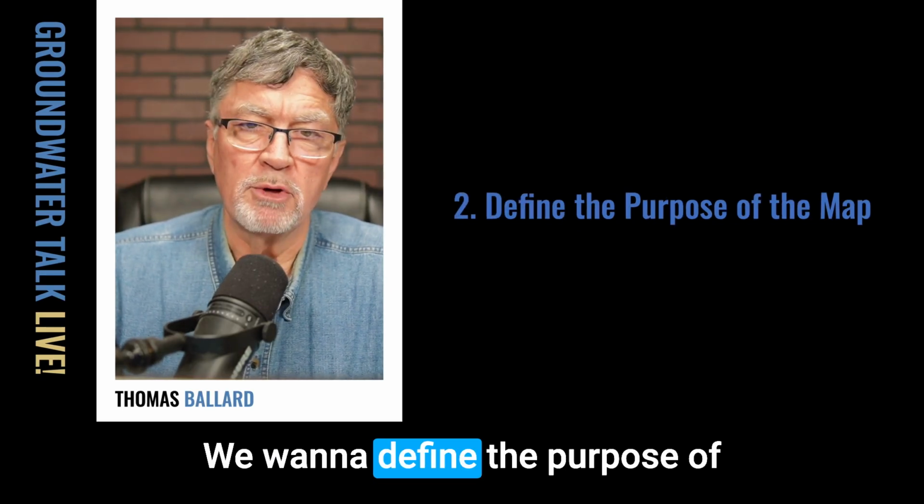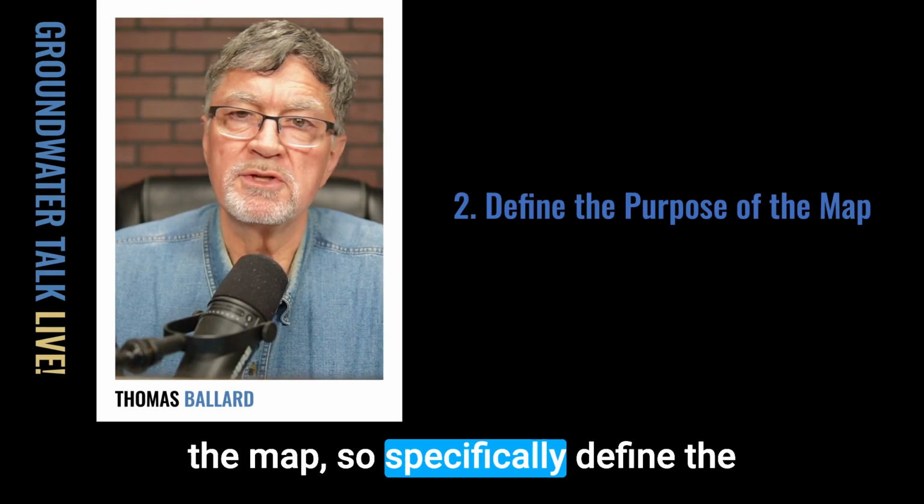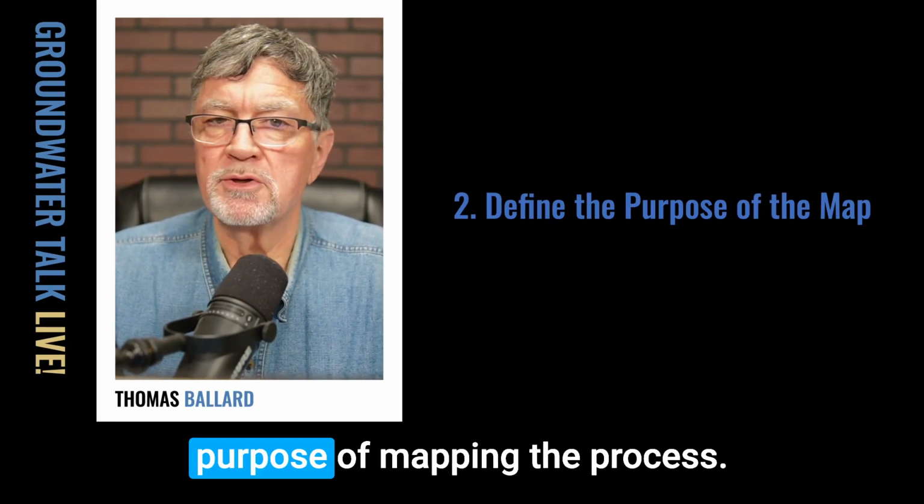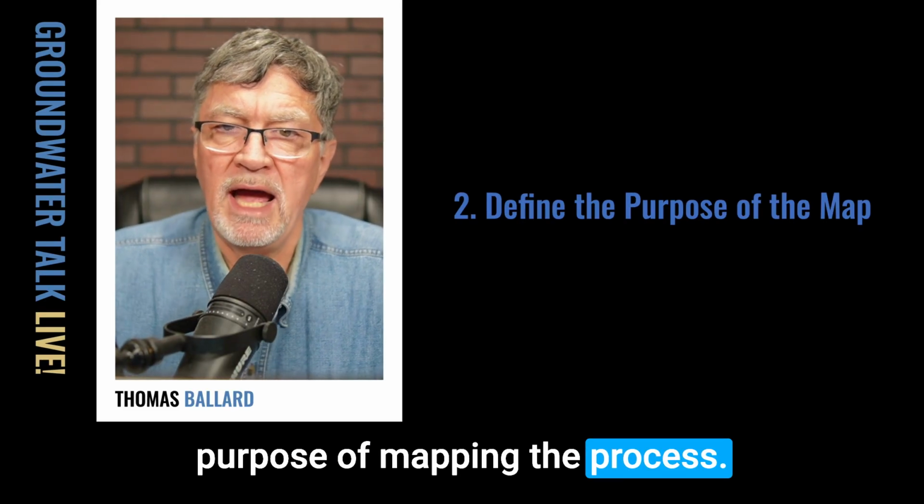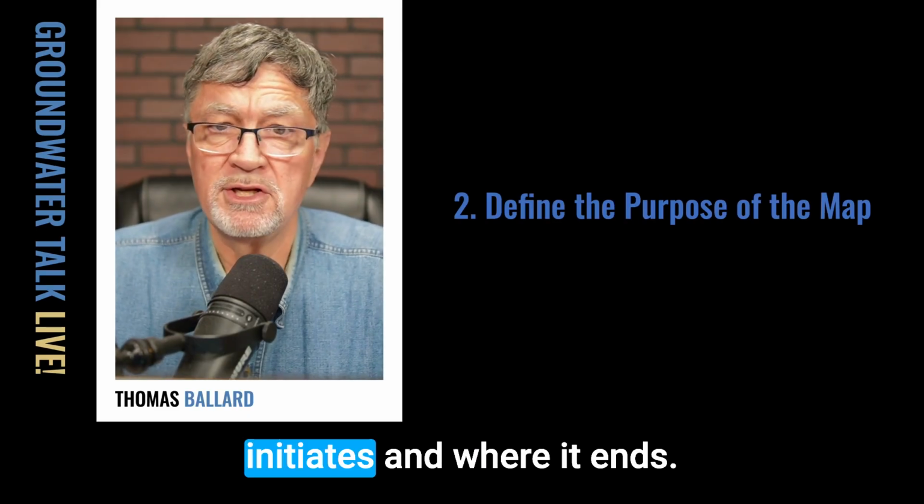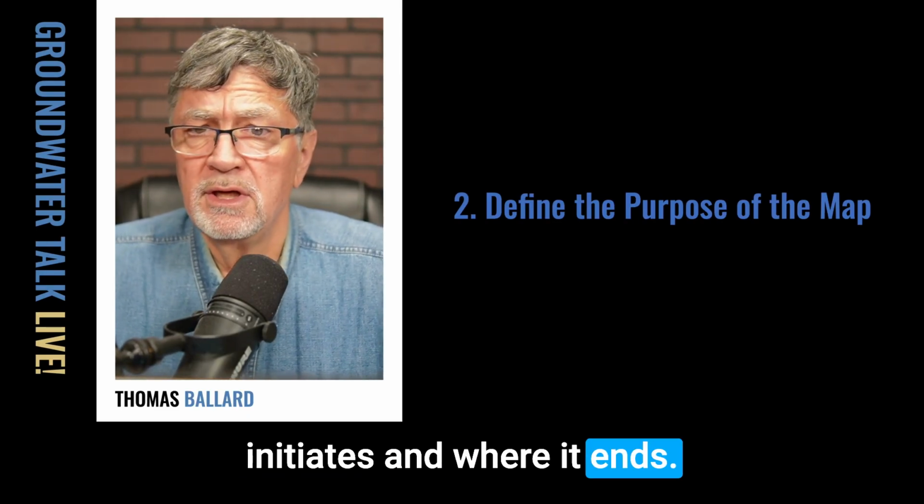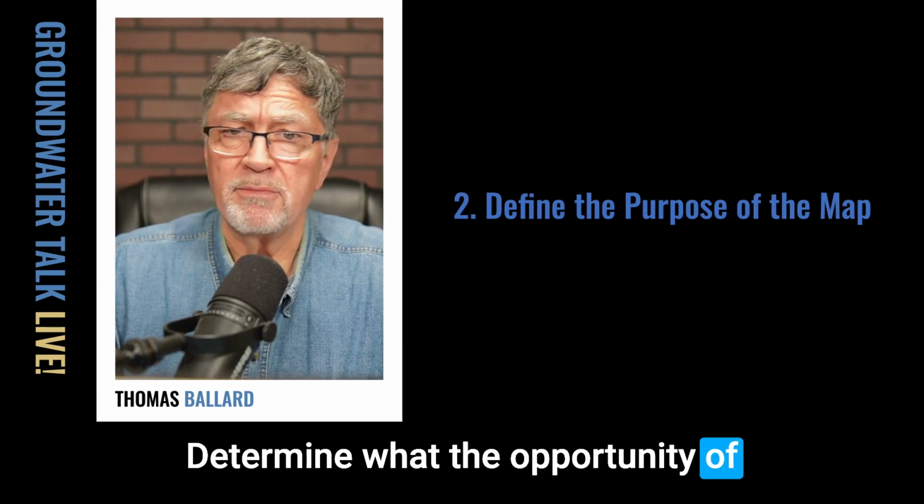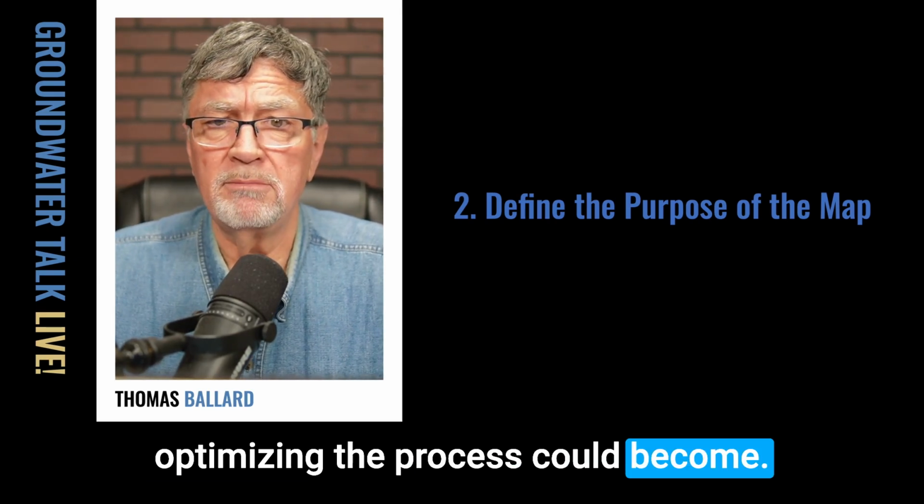We want to define the purpose of the map. So specifically define the purpose of mapping the process. Ask where the priority process initiates and where it ends. Determine what the opportunity of optimizing the process could become.